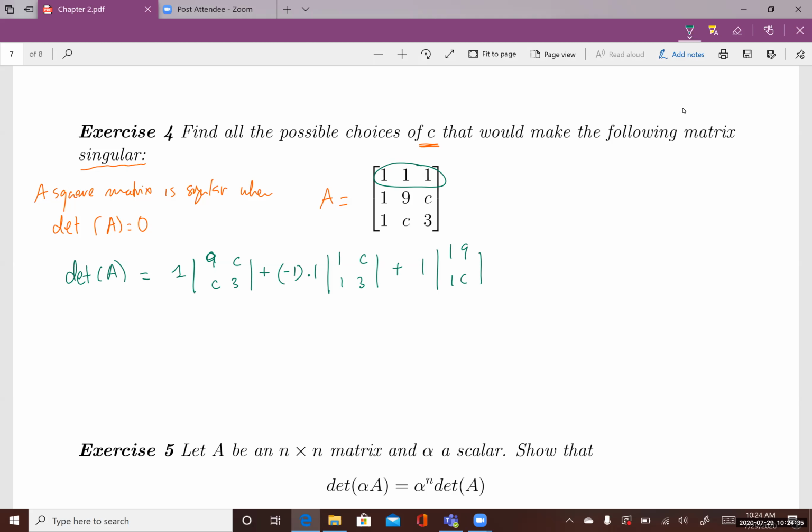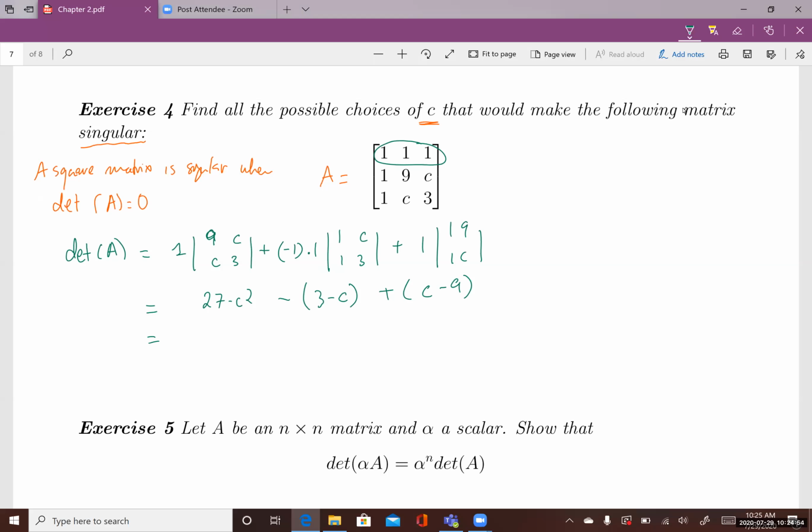Well, the determinant of this 2 by 2 matrix is going to be 27 minus c squared, minus 1 times 3 minus c, plus c minus 9. Okay, it's going to be equal to negative c squared plus c plus 2c, and 27 minus 3 minus 9 will give you 15. So the determinant of A is 15.